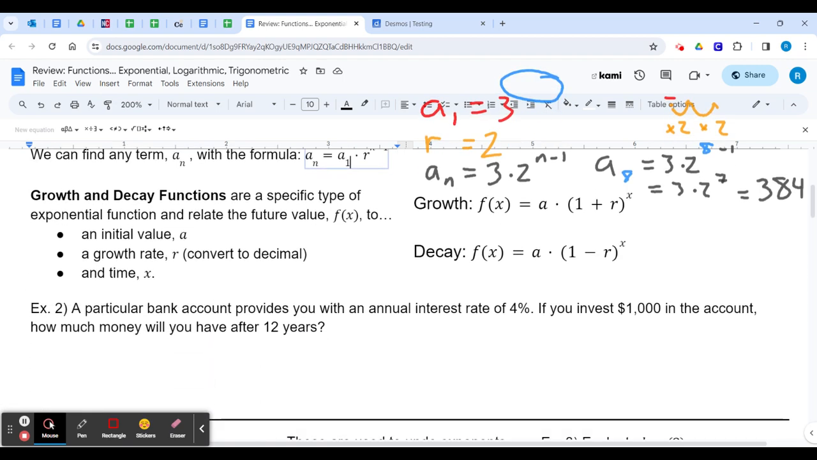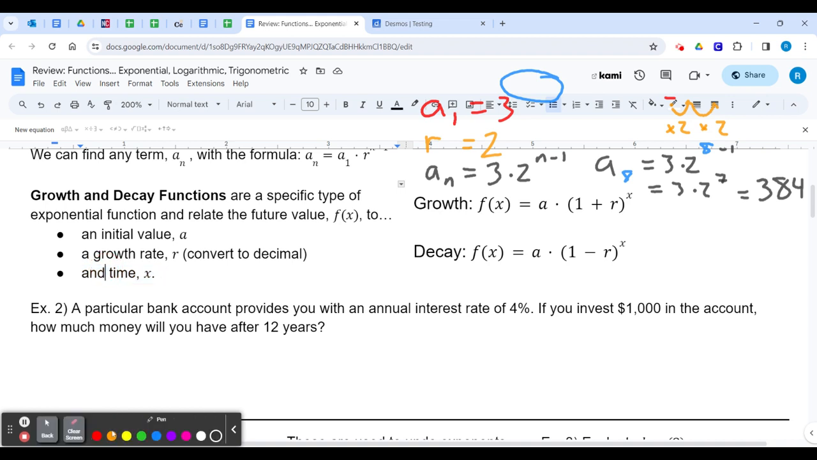Now, we also looked at more specific versions of these exponential functions, specifically with growth and decay functions. They're a specific type that relate a future value that we'll call f of x to some initial value a and growth rate r. Remember, we're going to have to convert this r to a decimal. And they track that over time.